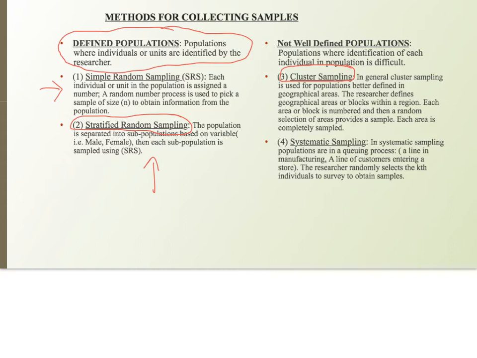In general, cluster sampling is used for populations better defined in geographical areas. The researcher defines a geographical area or blocks within a region. Each area or block is numbered, and then a random selection of areas provides a sample. Each area is completely sampled.